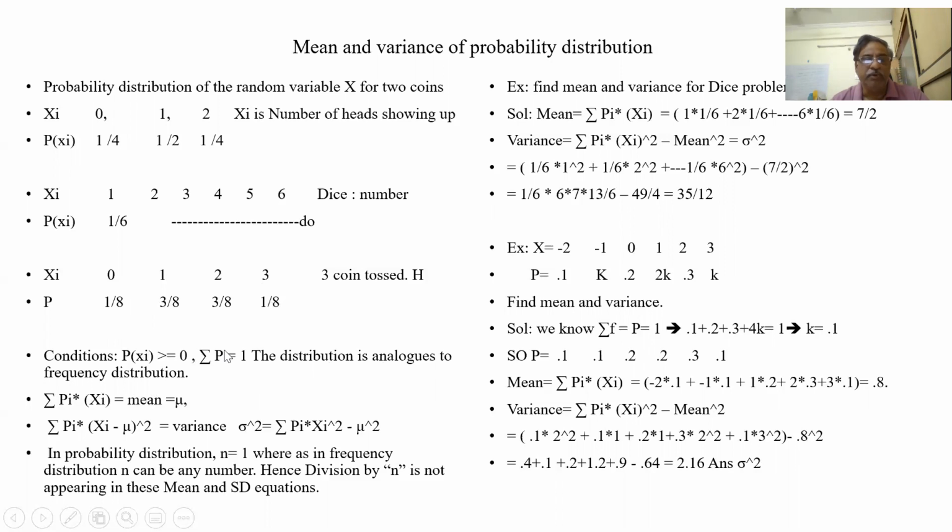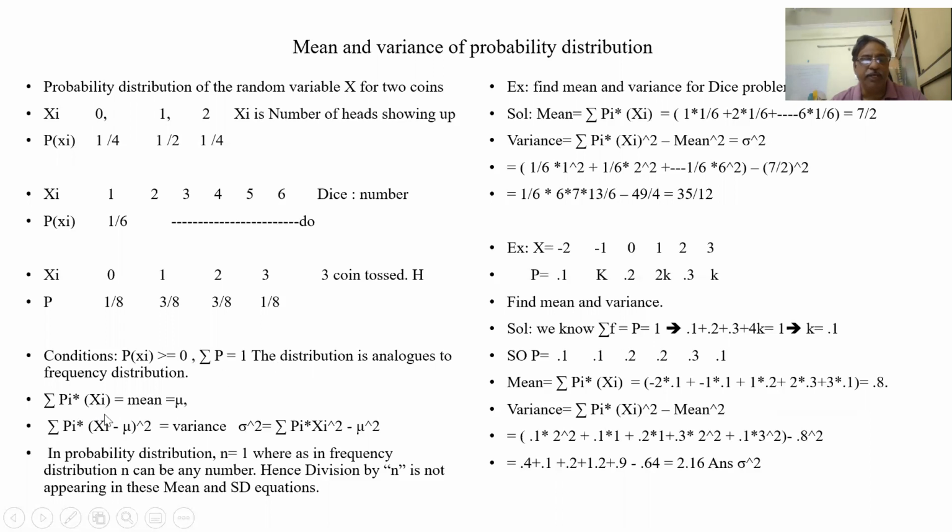So here, what is my mean definition? Sigma xi fi by sigma fi. Here xi means xi, and fi means pi. Sigma fi is 1. So the mean is sigma pi xi.